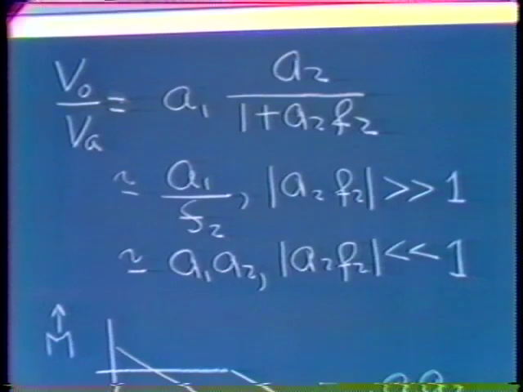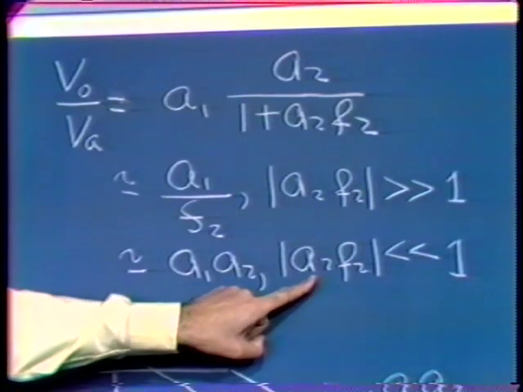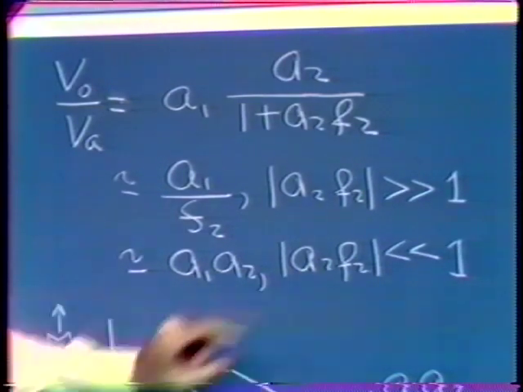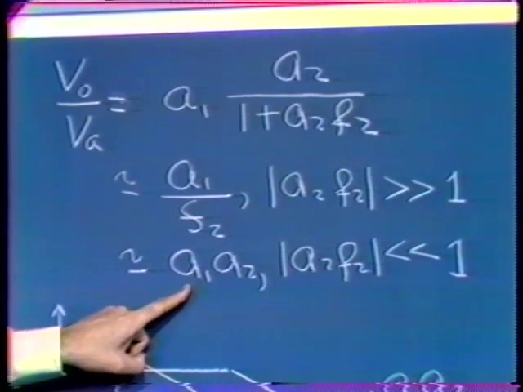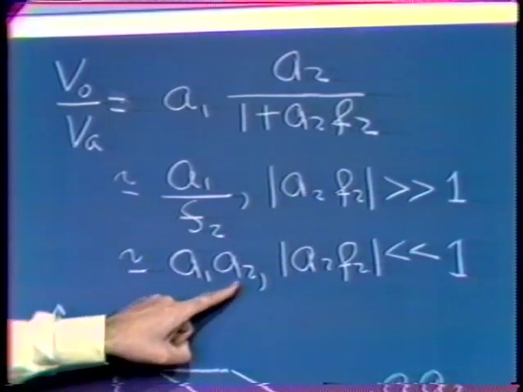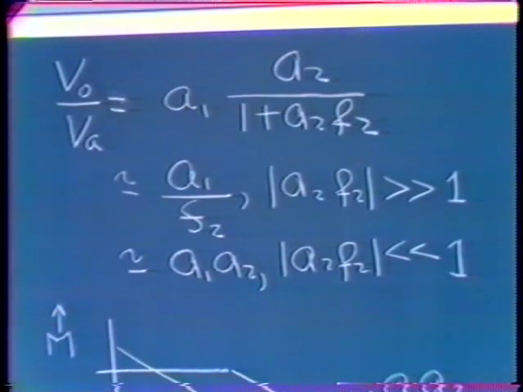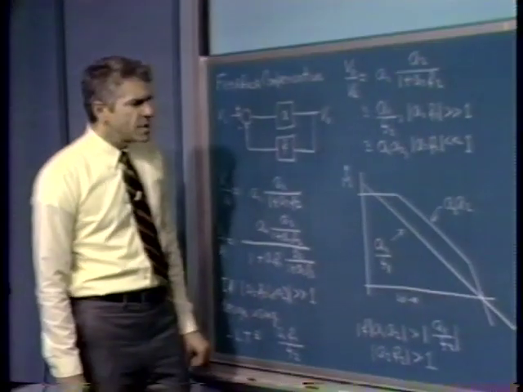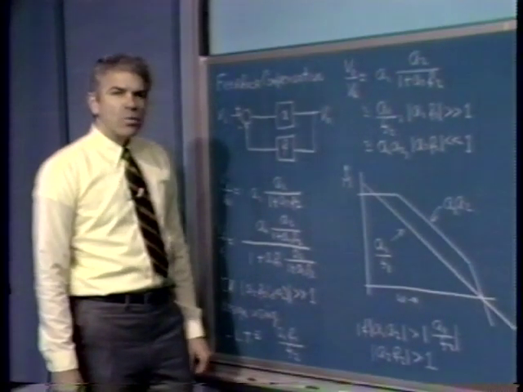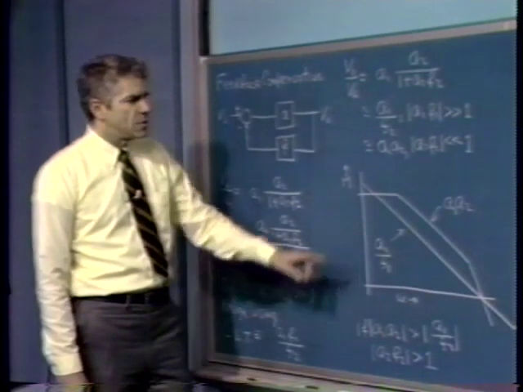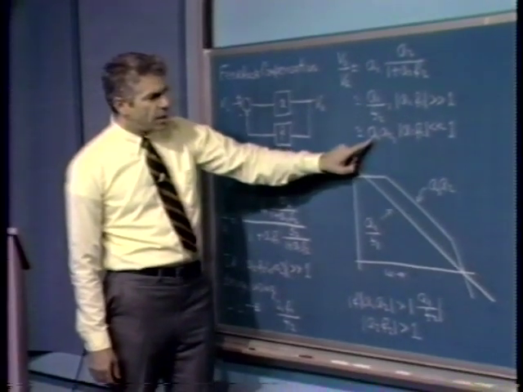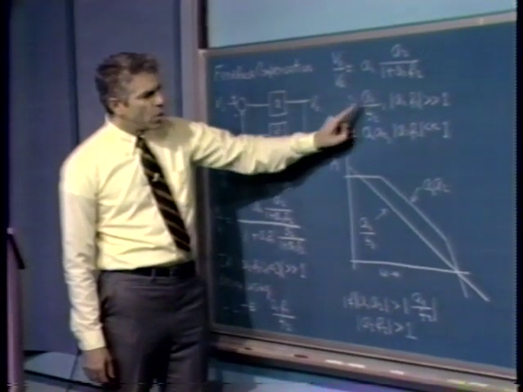If we have the other extreme, if the magnitude of the minor loop transmission is small compared to 1, then the minor loop is effectively working on an open loop basis. The forward path for our major loop system simply becomes A1, A2. The transfer function F2 doesn't really influence the results very much in that case. There's a nice graphical interpretation of this. What we can do is plot the two limiting cases, plot the two approximations. In other words, we plot A1, A2, and we also plot A1 over F2.